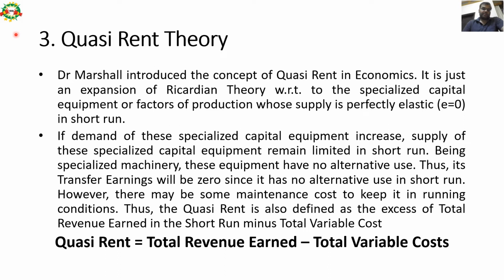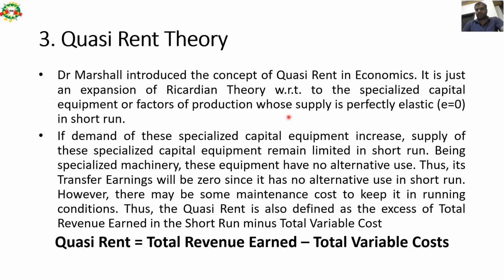This is the third theory of rent, which is the quasi rent theory. Please remember that this theory was coined by Dr. Marshall. This is also important. He introduced the concept of quasi rent in economics. It is just an expansion of the Ricardian theory with respect to specialized capital equipment or factors of production whose supply is perfectly inelastic in the short term.